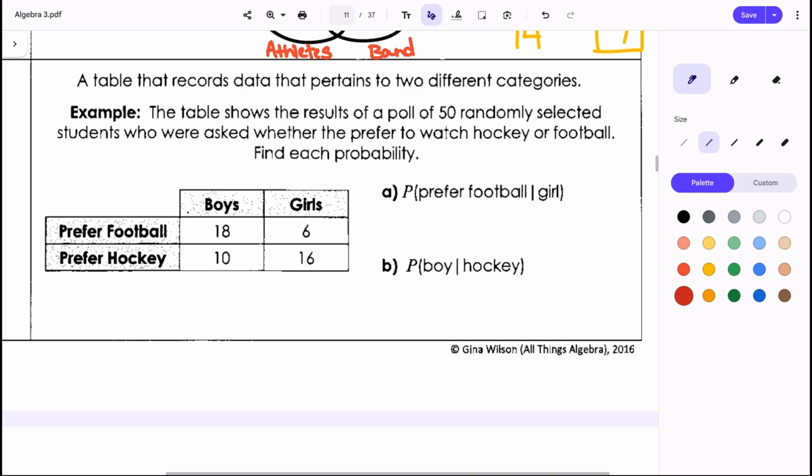So let's start with this column of the boys. There were 18 who said they prefer football and 10 who said they prefer hockey. So there's 28 total in that column. How many total girls are there here? 22. Okay, now I also want us to add totals for the rows. So 18 plus the 6, those are in the football category. That would be 24 together. And then 10 plus the 16 would be 26.